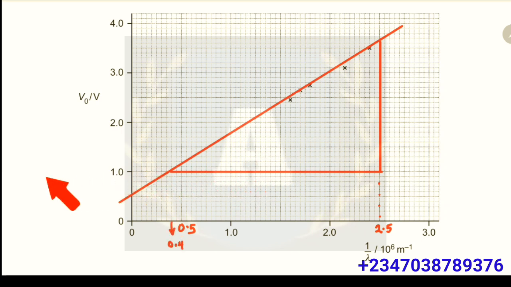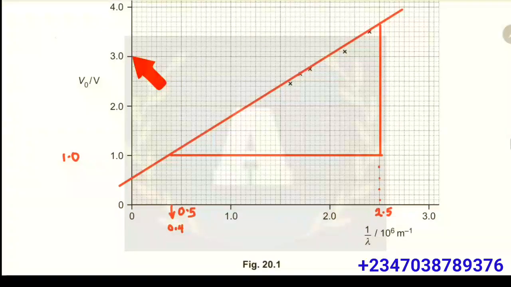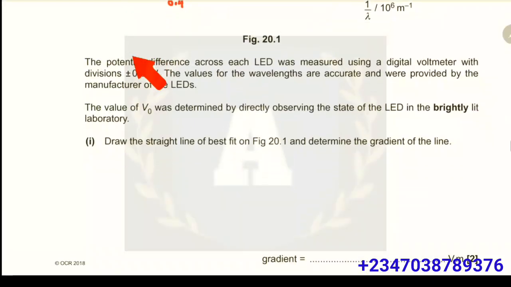And then we trace this. This is 1.0 for the y-axis. And then if this is 3 and this is 4, we have this part: 3.1, 3.2, 3.3, 3.4, 3.5, 3.6. So our slope is going to be 3.6.